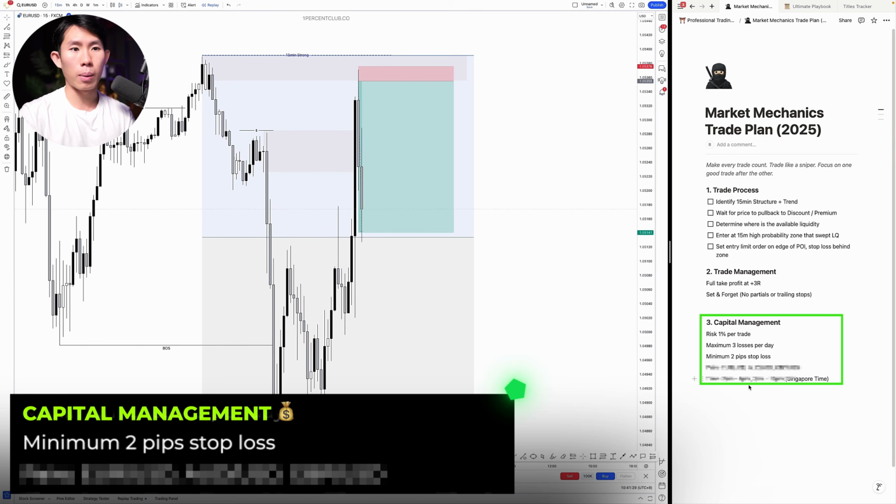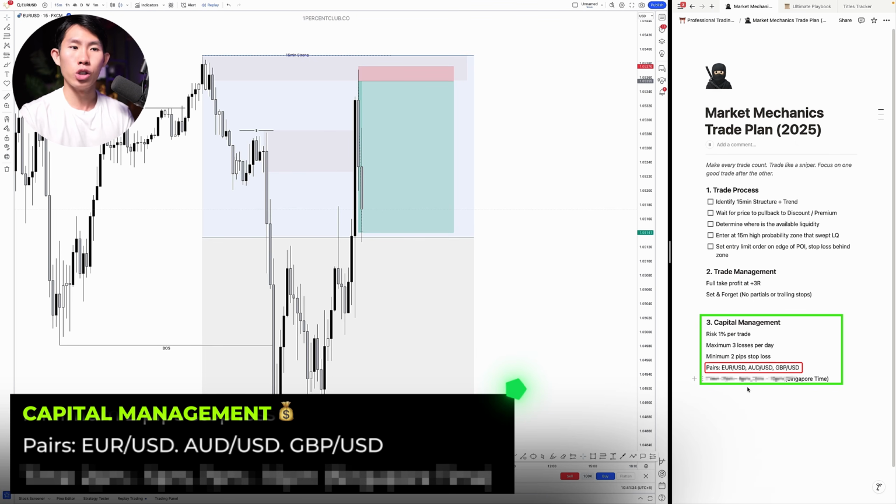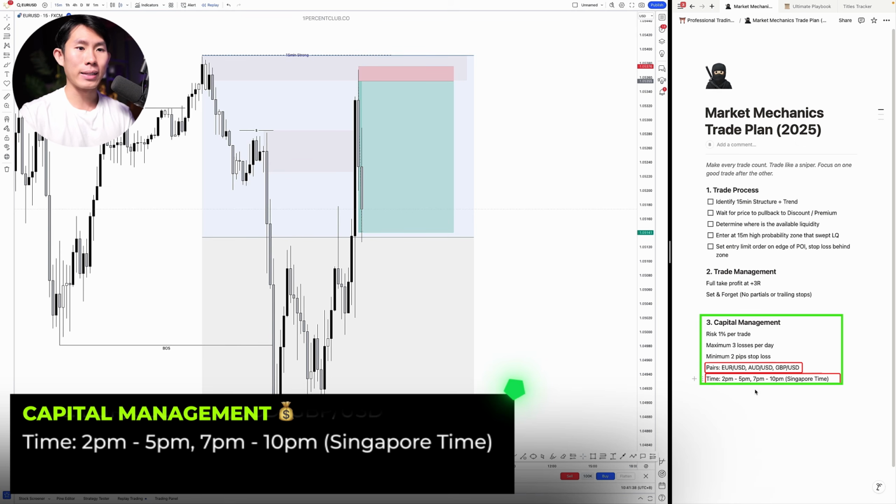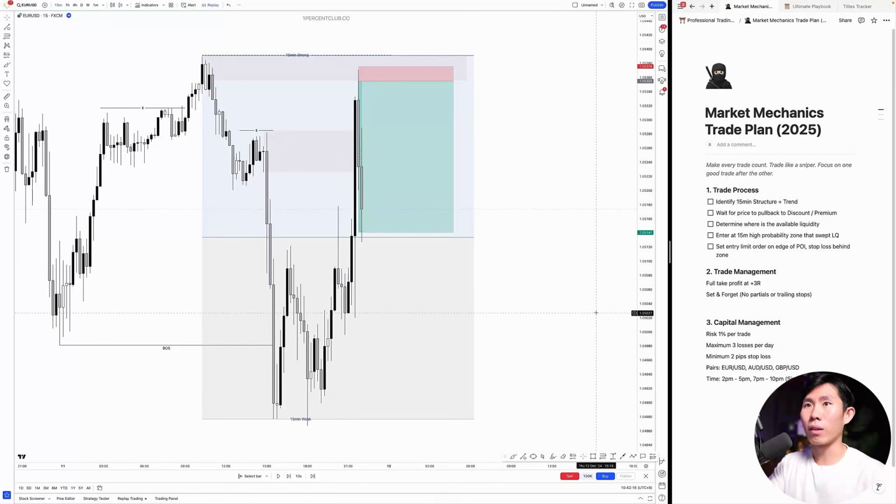And as for the pairs that I'm trading, I'm going to be trading the most commonly traded pairs, EU, AU, and GU. And then as for the time, this is in Singapore time, but this is actually the London session or the New York session itself, right? So if there's no opportunity in the London session, sometimes I will trade during the New York session. So yeah, that's pretty much the entire simplified mechanical trade plan. Now, let me show you some more examples.